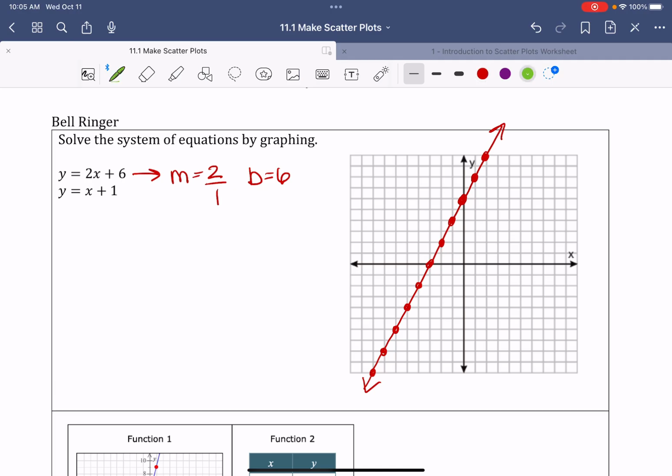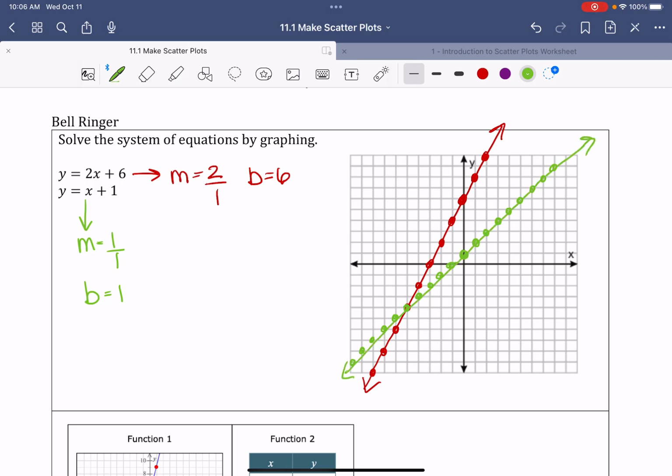Okay, second equation, the slope is 1 over 1, and the y-intercept is 1. So I'm going to start at a positive 1, and then I'm going to go up 1 and right 1. And then I'm going to go down 1 and left 1. And then connect those dots.